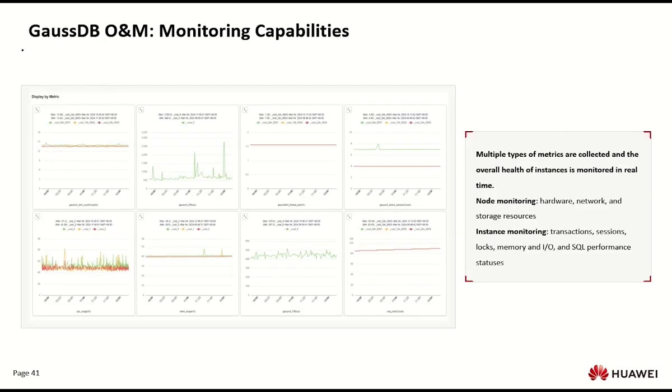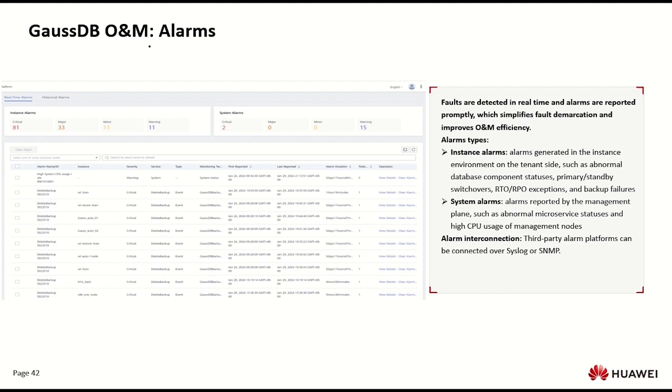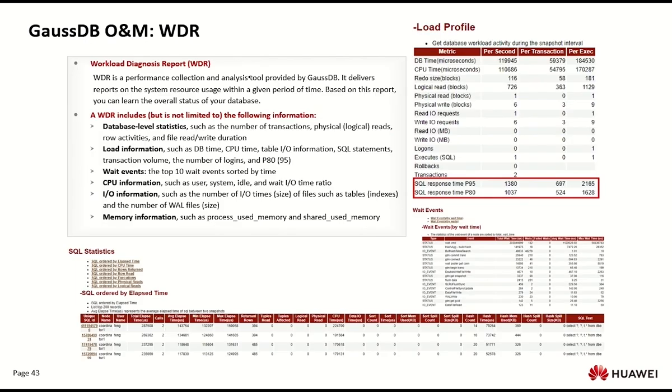Also, you can use the operation and management center to monitor all the information, such as node information about your CPU, your network, and storage resource utilization. You can also monitor instance information like transactions, IOs, and SQL performance. Also, you can monitor all the alerts. The alert could be an instance-level alert or a system-level alert, for example, some hardware failures. All the alerts can be integrated into third-party alert systems through standard syslog or Simple Network Management Protocol. Finally, we will introduce the workload diagnostic report, WDR.